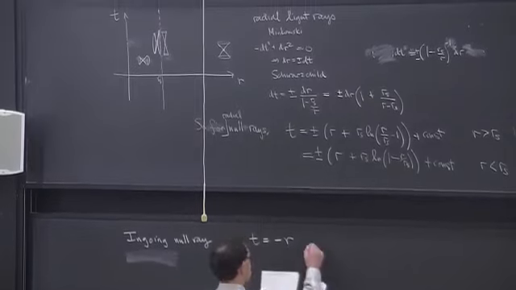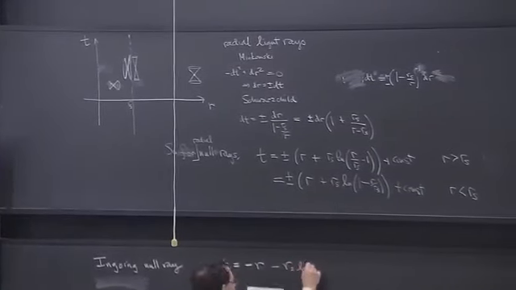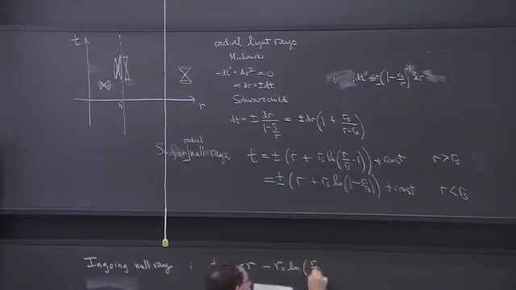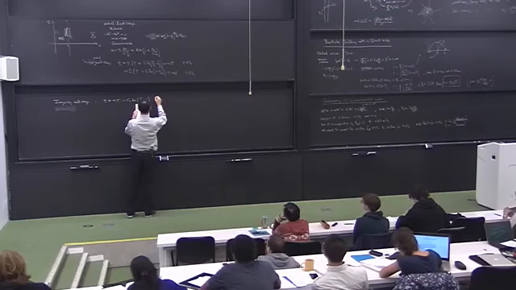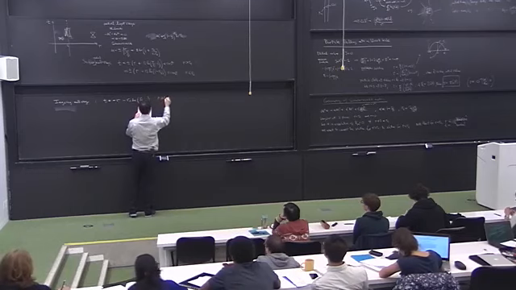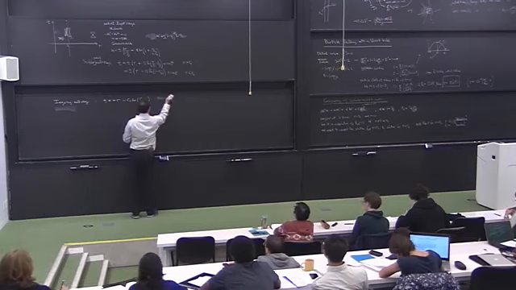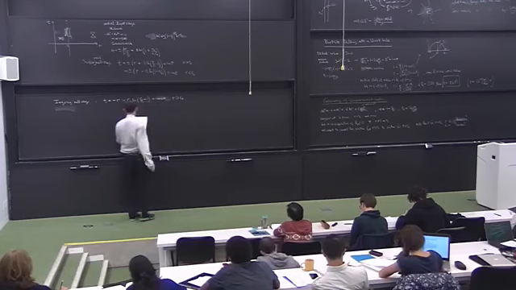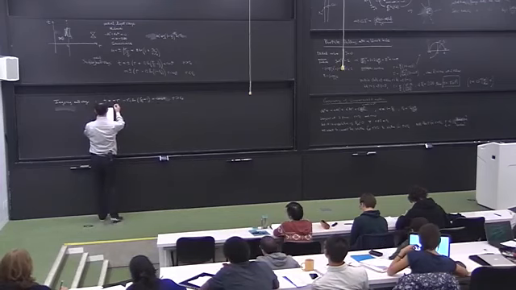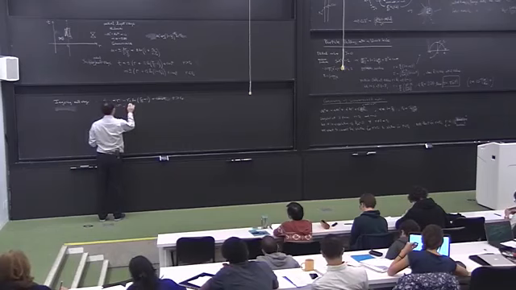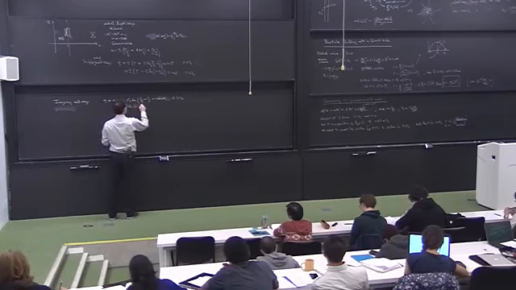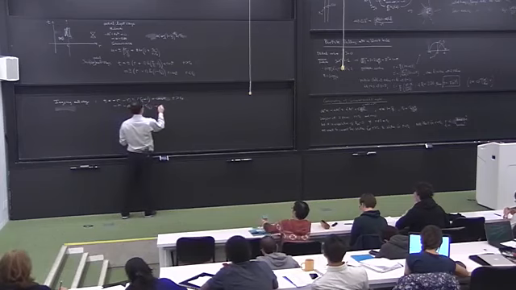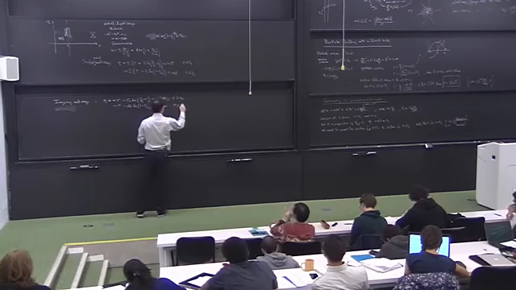So an ingoing null ray looks like this: t equals minus r minus rs log(r over rs minus 1) plus constant for r bigger than rs, and it is minus r minus rs log(1 minus r over rs) plus constant for r less than rs.